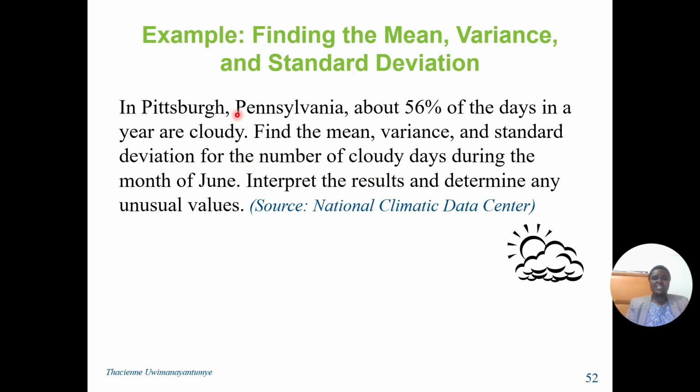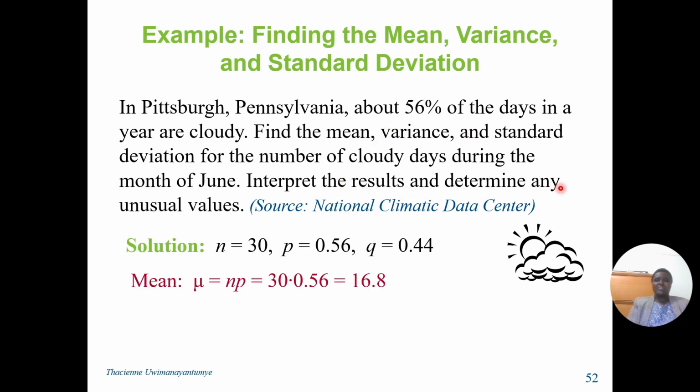In this city, I don't want to read the names, they're difficult to read. Pittsburgh in Pennsylvania, about 56% of the days in a year are crowded. Find the mean, the variance, and the standard deviation for the number of crowded days during the month of June. Interpret the results and determine any unusual values. So we are asked to find the mean, variance, and standard deviation for the number of crowded days during June, and then interpret the results and determine unusual values.